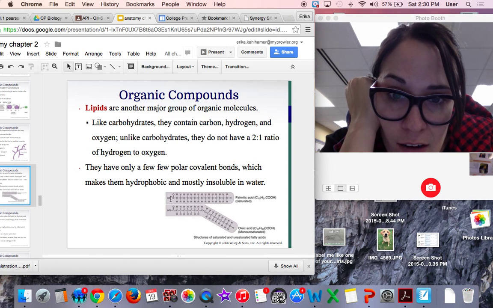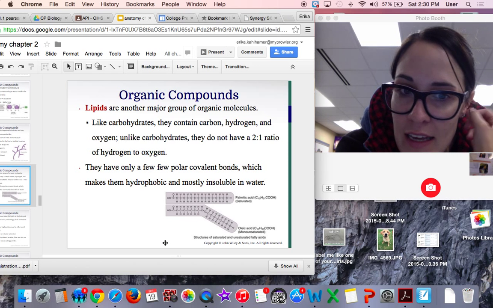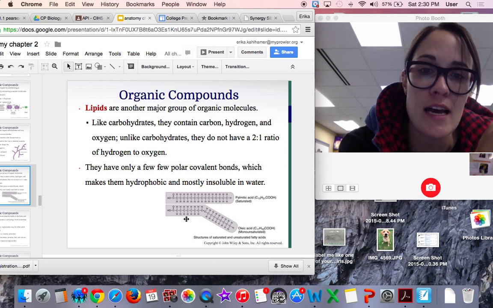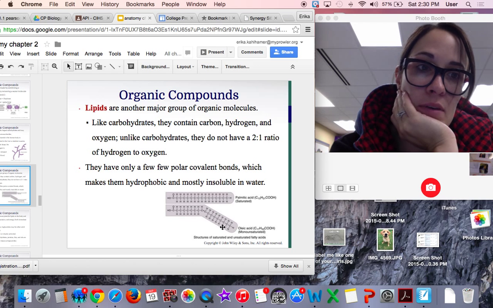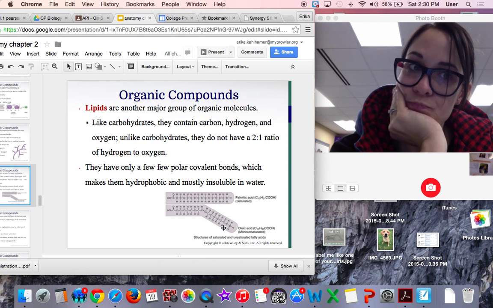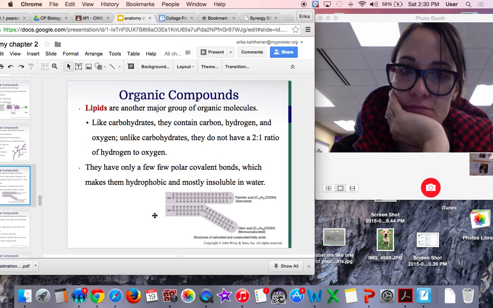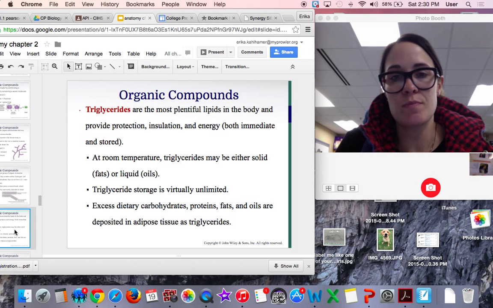Here we see a fatty acid chain, carbon with hydrogen off of it. And this is an example of a saturated fat. And here is oleic acid, sounds Norwegian, and it's monounsaturated. What's the difference between saturated and monounsaturated here? What do you notice visually about this? Okay, think about that. Triglycerides in your body are the most plentiful lipids.